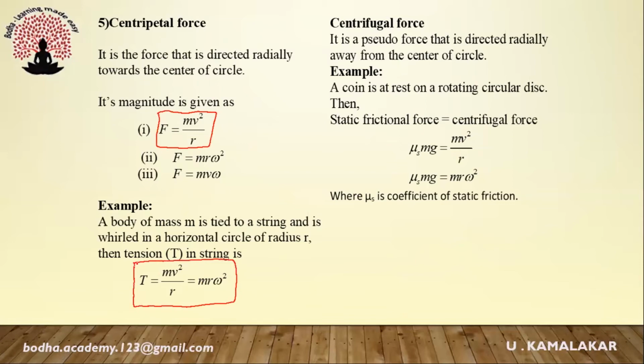Centrifugal force. It is a pseudo force that is directed radially away from the center of the circle. Example, a coin is at rest on a rotating circular disc. Then static frictional force will balance centrifugal force. In such a case, we get mu s mg equals mv square by r, or mu s mg equals m r omega square, where mu s is the coefficient of static friction.